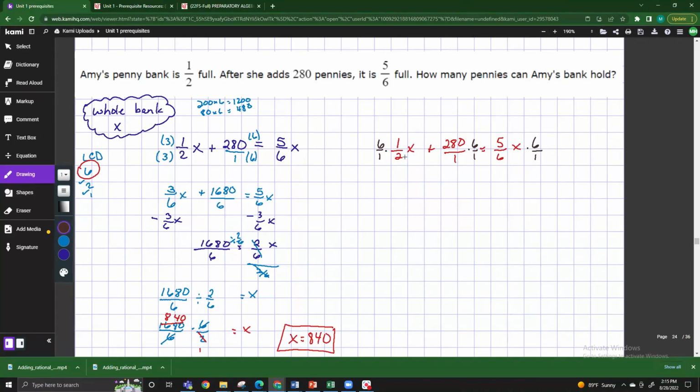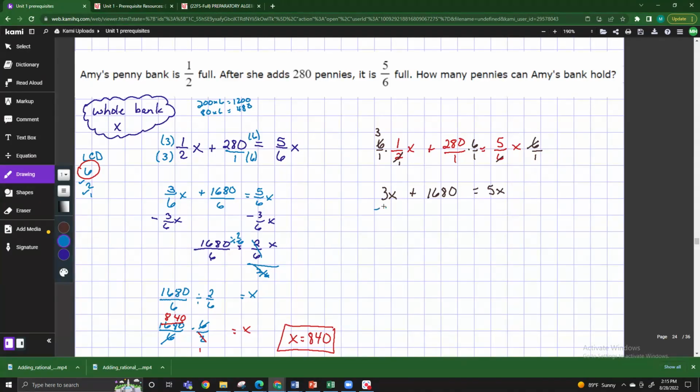What happens is the 2 goes into the 6 3 times. So this gives me 3x. The denominator is going to be 1, so I don't need to write it. Plus 280 times 6 is still 1,680, which I'm just multiplying across over the 1. And then this cancels with this, and I have 5x. So all it did was simplify my equation. I don't have any fractions left, and now I still have to solve it.